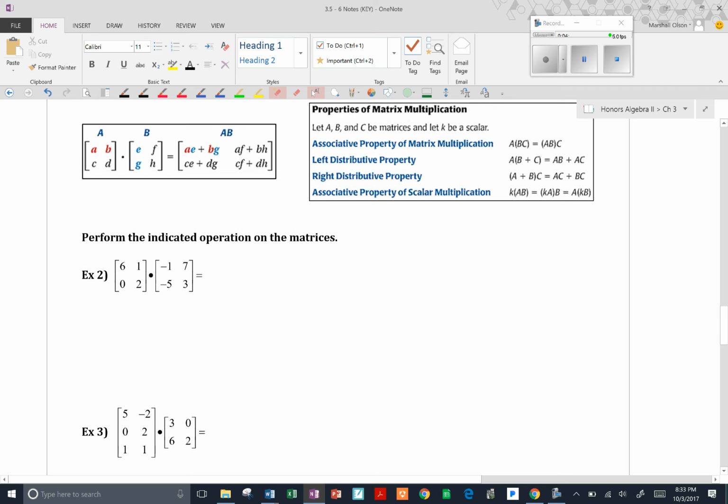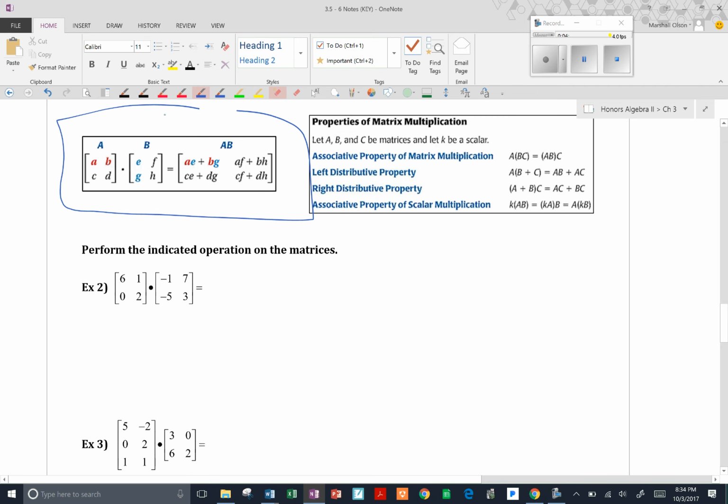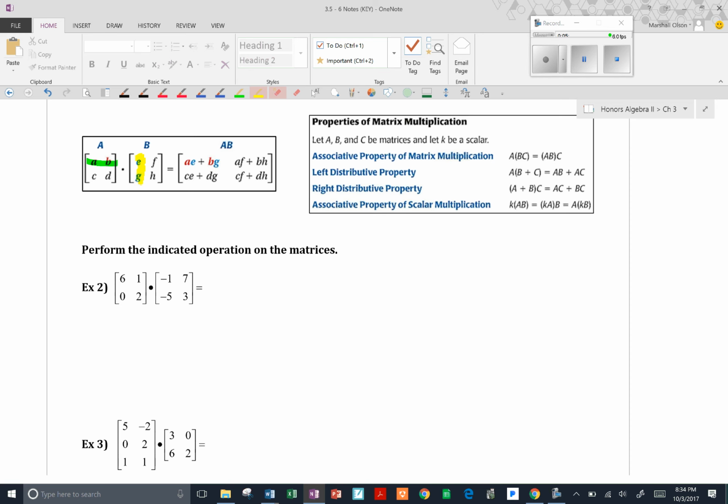So let's talk about how we actually do the multiplication here. This is basically it right there. Okay. When we multiply these together, we're going to be taking the row of one matrix, so the first matrix, times the column of the second matrix. And when I say we're going to take one times the other, we multiply corresponding entries, and then we add those products together. So in this case, what we do first is we take A times E. And then we move to the right in our row and down the column and take B times G. So you see those two products right there, and what we do is we add those products.